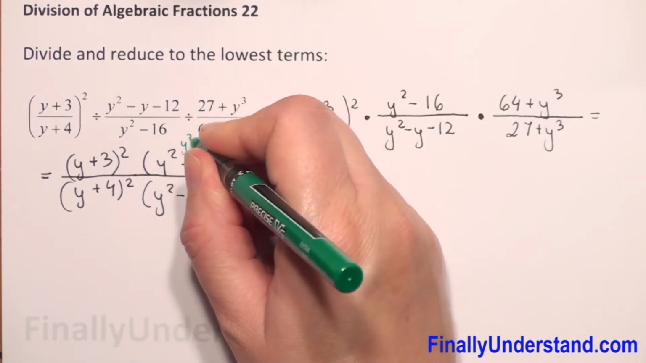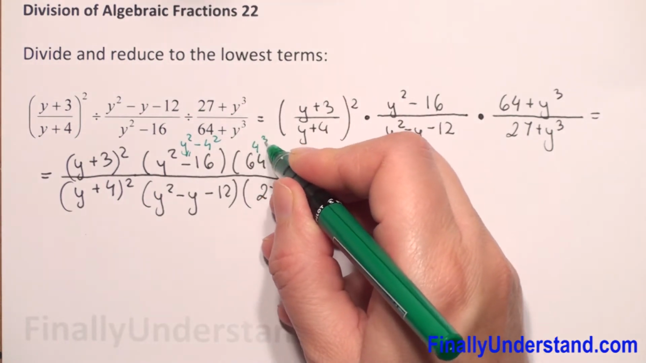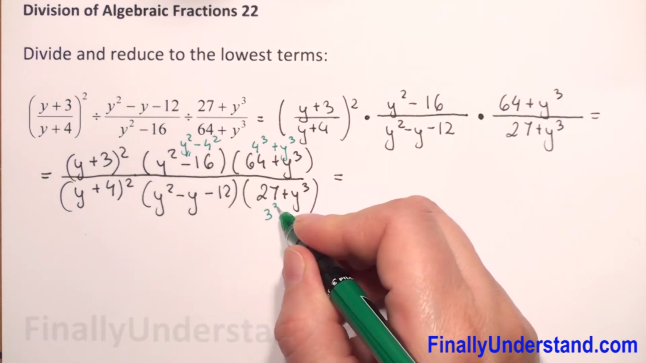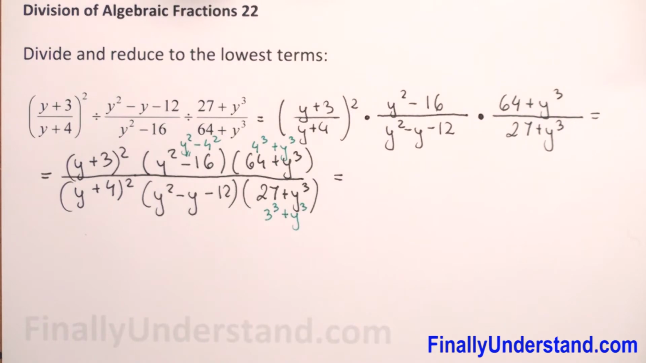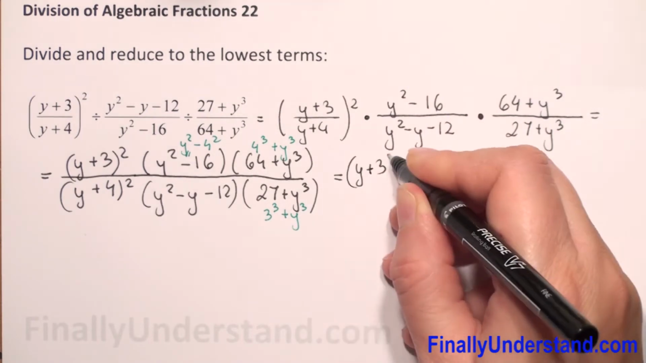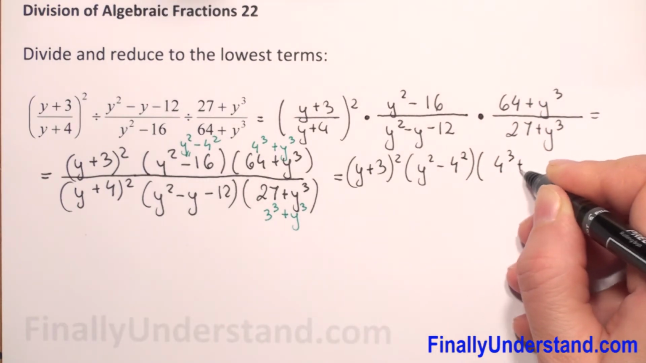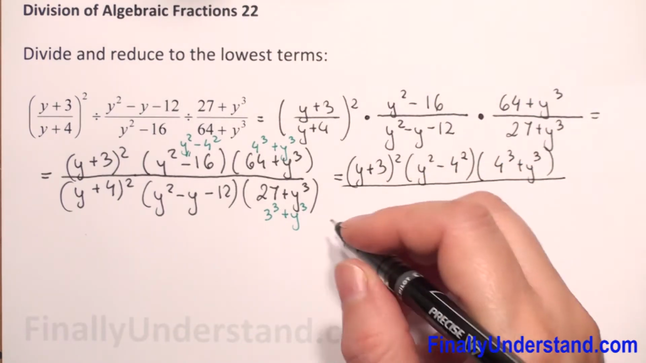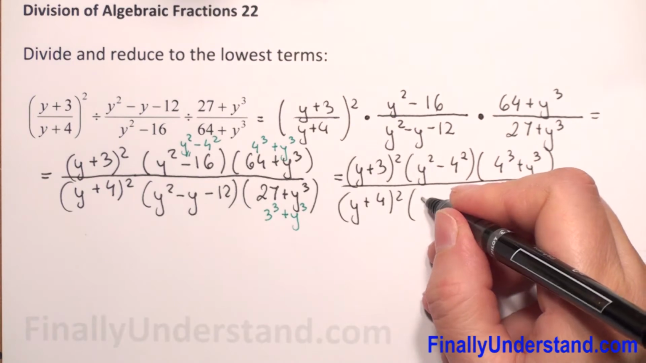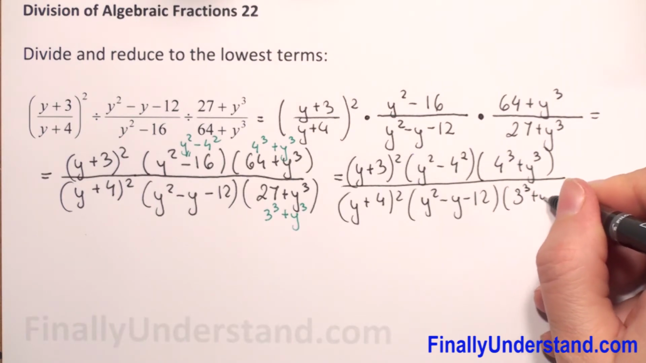This is equal (y squared minus 4) to the second power, and 64 we can write as 4 to the third power plus y cubed. 27 will be 3 to the third power plus y cubed. So let me copy this one more time. So we have (y + 3) to the second power times (y squared minus 4) squared times 4 cubed plus y cubed, over (y + 4) to the second power times y squared minus y minus 12 times 3 to the third power plus y cubed.